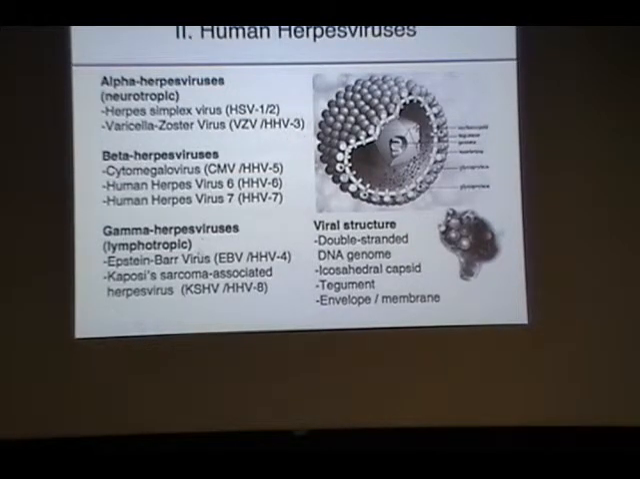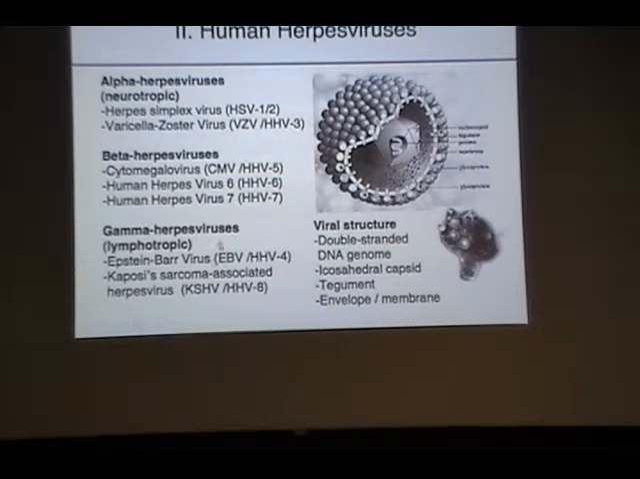Because this alpha group of herpes viruses can infect neurons in the brain, they are neurotropic, which I will talk about in more detail later on. And the gamma herpes viruses include Epstein-Barr virus, or EBV, which is human herpes virus 4, and also Kaposi sarcoma herpes virus, or HHV8. These gamma herpes viruses can infect lymphocytes. They are lymphotropic.